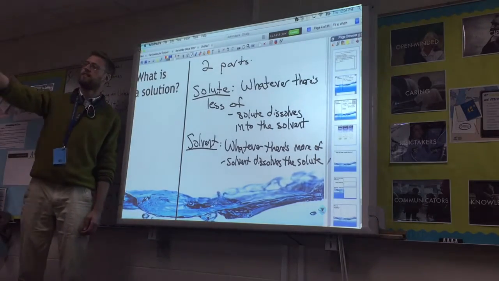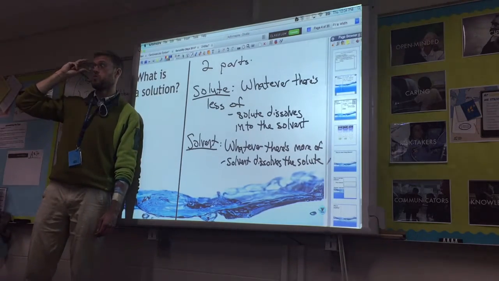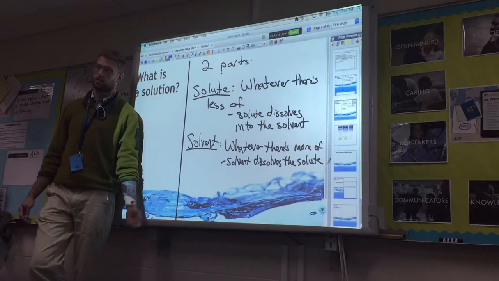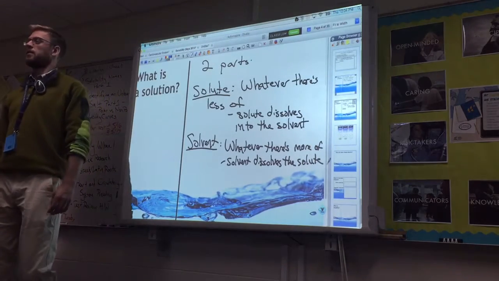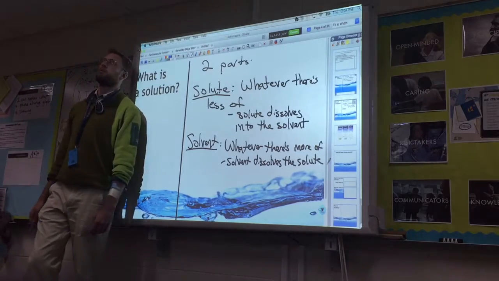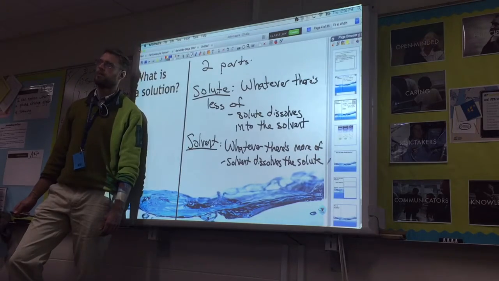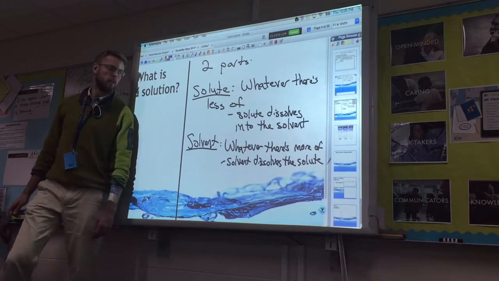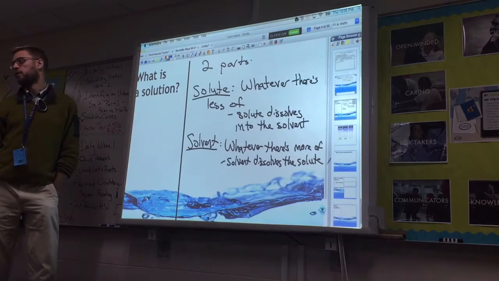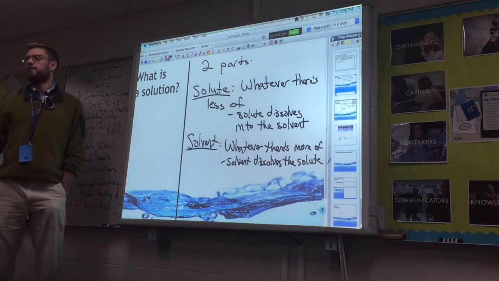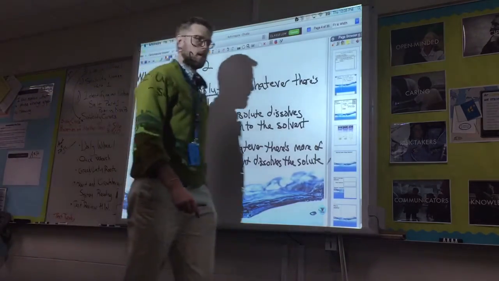Yeah. How do you measure if there's more or less of something? Well, you just have to know. So if you made the solution, you would know. Okay, but I mean, like, you say whatever's less of, do you measure like with volume? It's usually by mass. So grams. Kilograms, but usually grams. You're saying like the solvent would be the water, the solute would be the salt. Got it. Yeah, you got it.